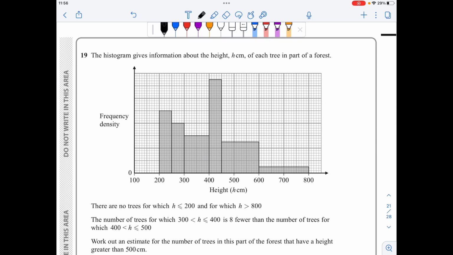For question 19, I will color the regions of interest. Now, I'm given that the blue region represents 8 trees less than the red region, and I need to find how many trees in the purple region. Note that the vertical axis has no scale, so either I will put my own scale there or I'll work out the area in terms of small squares. I'll proceed with the second method, counting the number of small squares for each of these regions.